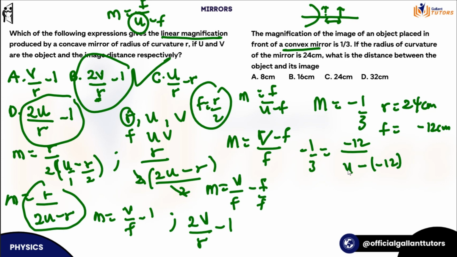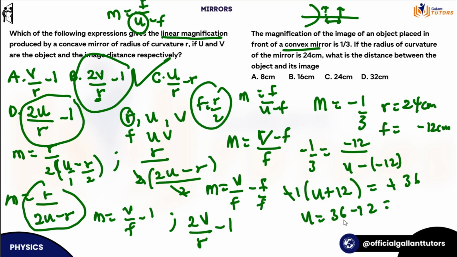Exactly. So this will give you something like u plus 12. So you get the gist. So minus 1 open bracket u plus 12 equals minus 12 times 3, which is minus 36. It means that we have u equal to 36 minus 12. So u is equal to what? Yeah, 24 centimeter. Okay, but we won't stop there. We just got our u. We'll find a way of getting our v, then figure things out.